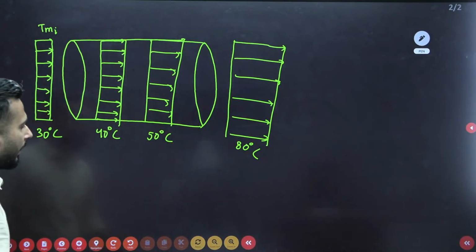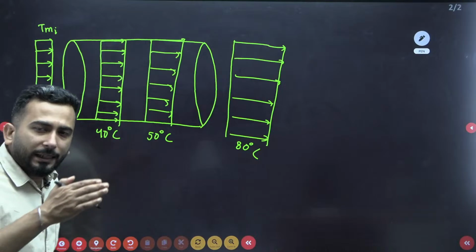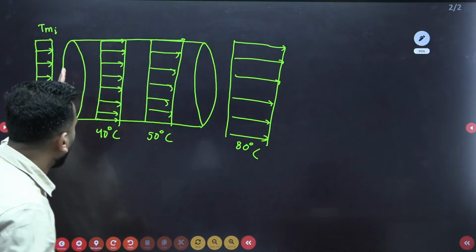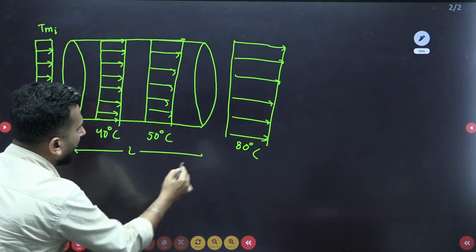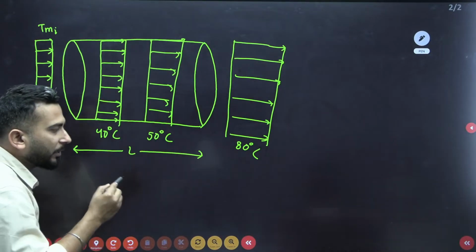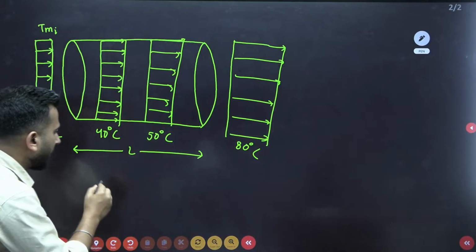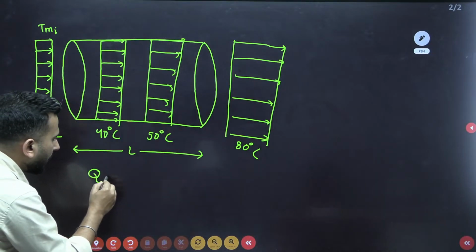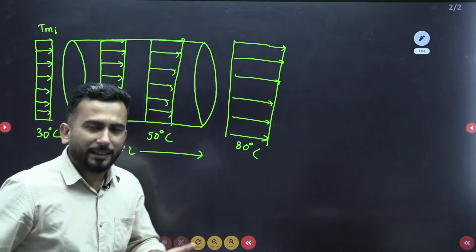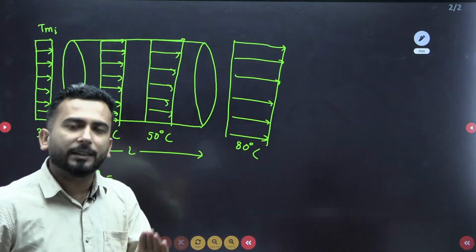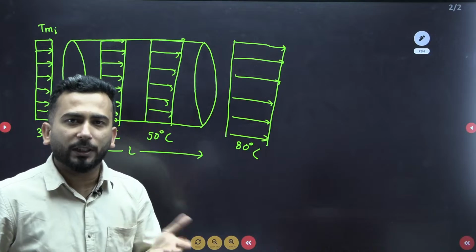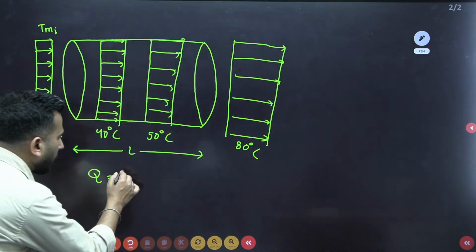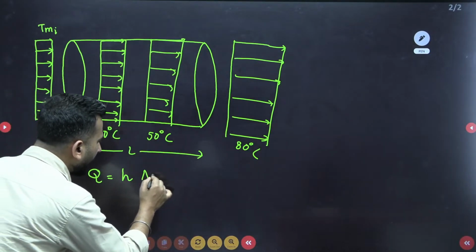Now at any position from here, from x equal to 0, this is the length L of the pipe. At any position, if someone asks you what is the heat transfer, what will you tell? You will tell, sir, Q. As a fluid is there, it is taking heat from the surface. That means it is the case of convection. That means you will apply Newton's law of cooling. Okay, very good. So h A delta T.